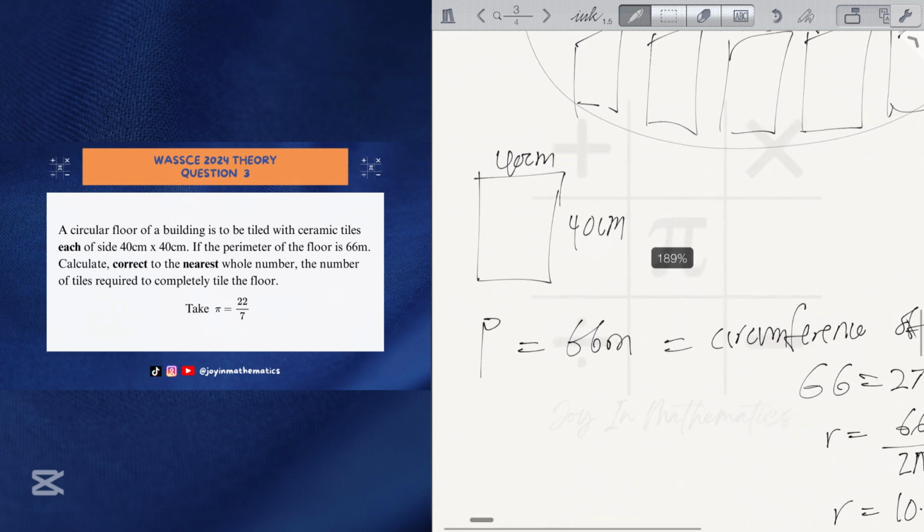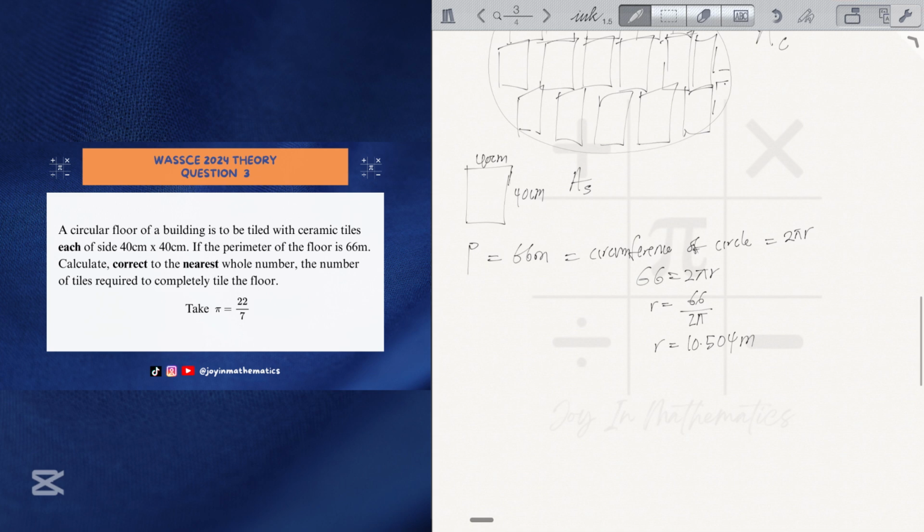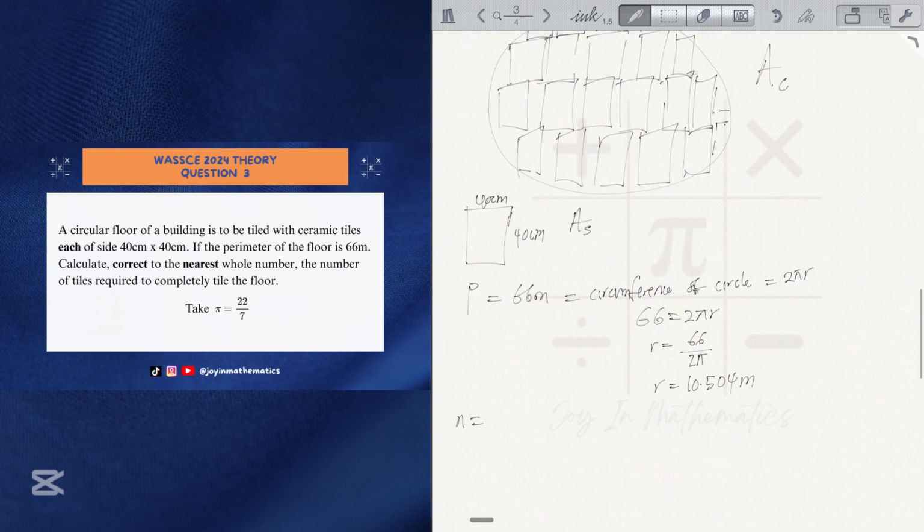The question says we should find the number of tiles required to completely tile the floor. So if we look at this now, we can find the total area of the circular floor, and we can find the unit area of the square tiles. So the number of tiles required, n, will be equal to the area of the circular floor, that's AC, divided by the unit area of each tile, that is AS.